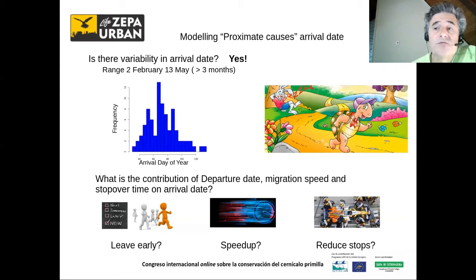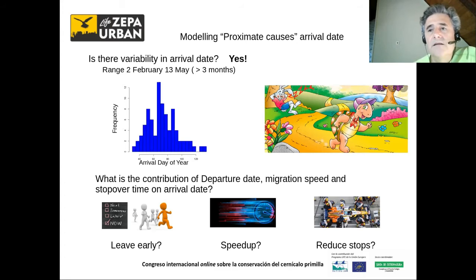So the first thing is to say, well, is there variability in arrival date? Do the birds arrive all at the same time, or is there strong variability? And the answer to that is yes. There is a relatively large range of arrival dates that go from the 2nd of February to the 13th of May. So there is almost 3 months in which the birds could arrive at their colony.